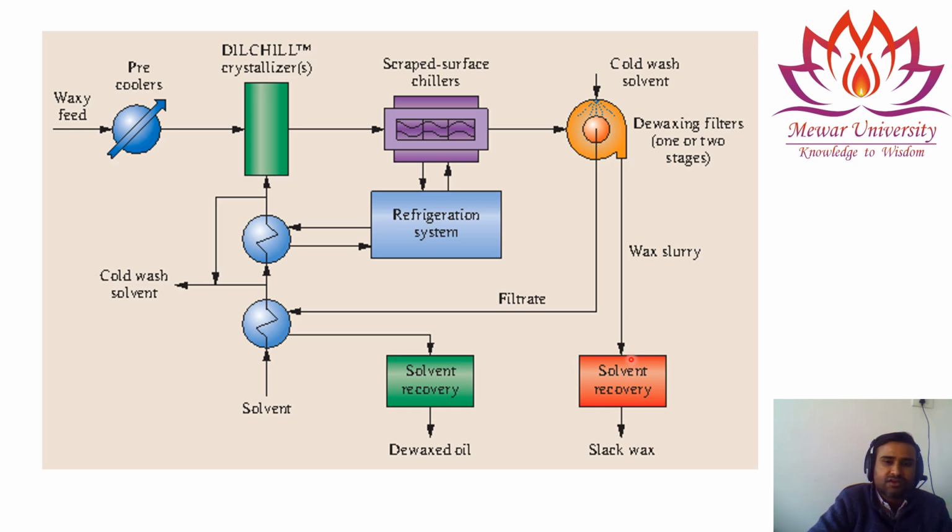This solvent dissolves wax into it, and then the non-waxed oil is sent on and the wax slurry is recovered here. This is the slack wax we have recovered from here. This slack wax can be further used for different applications. The final product that we are getting is the oil that is free from wax, for example lubricating oil. So this was brief information about the dewaxing process in the refinery.